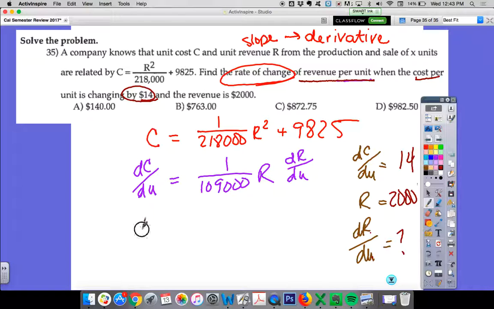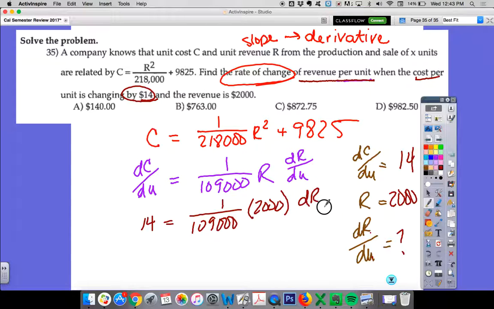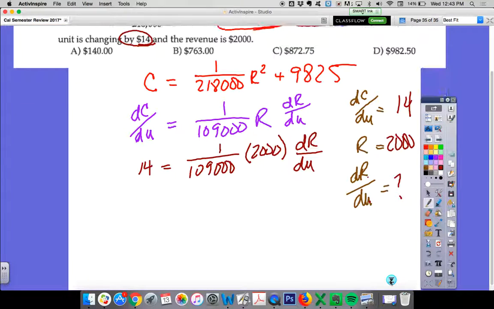So this becomes a 14. I'm going to leave this crazy fraction here. We're going to put r as 2,000. Now, the nice thing here is those zeros just kill each other off. So you've got 2 over 109 dr over du.